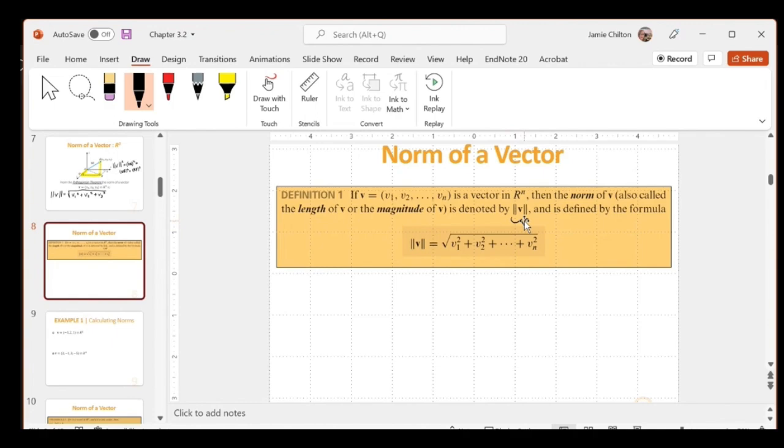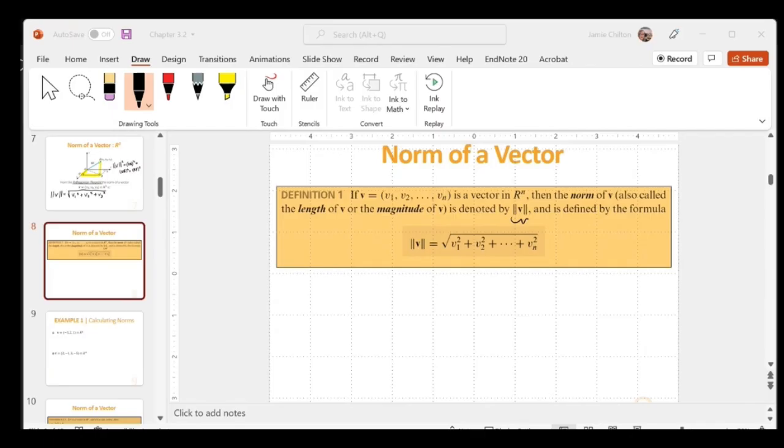So we looked at this. It's going to be defined by the formula, and we've just done that, where it's going to be the square root of the sum of the squares of all those components. So we are going to be able to calculate the norm of a vector in many, many dimensions. So we will go ahead and give it a try.